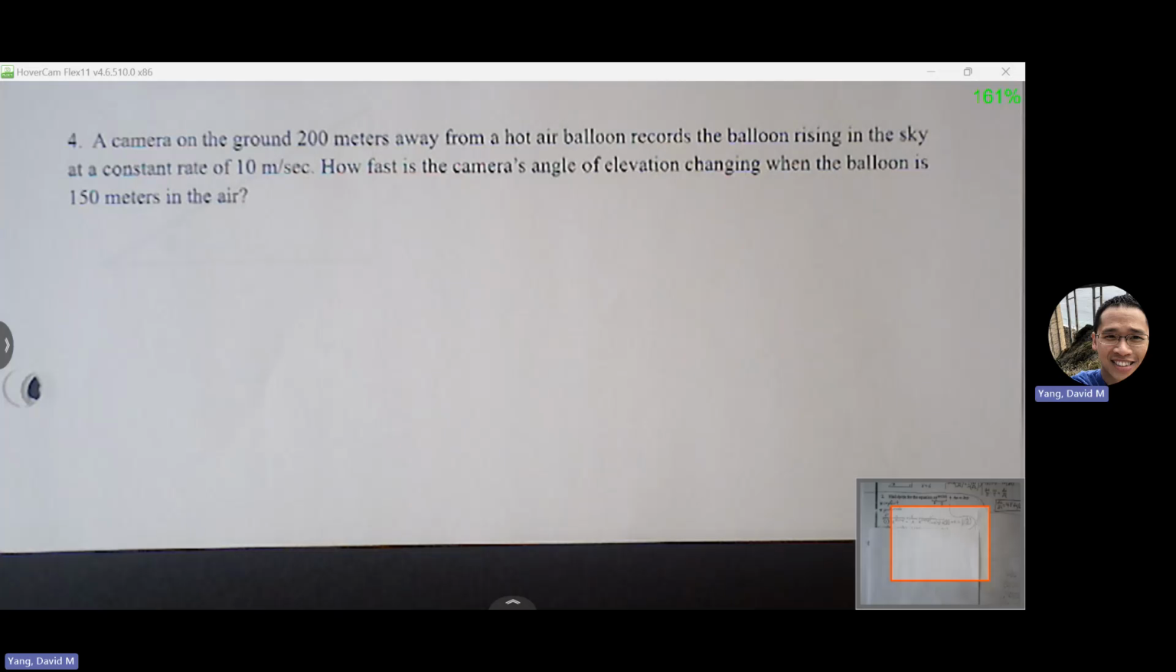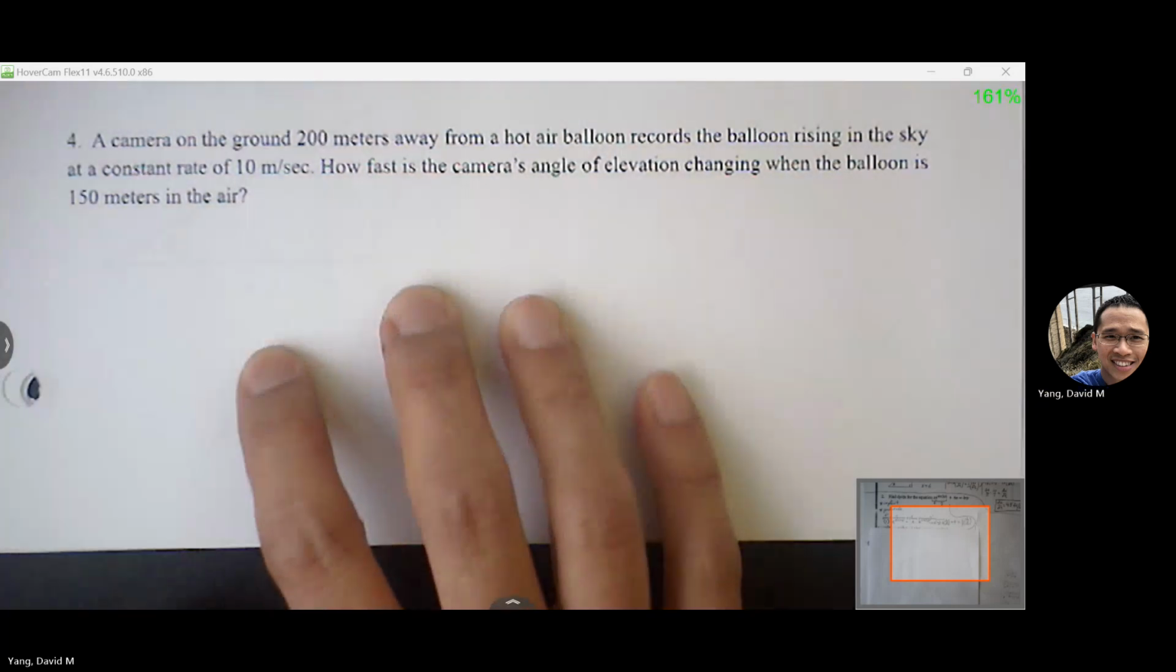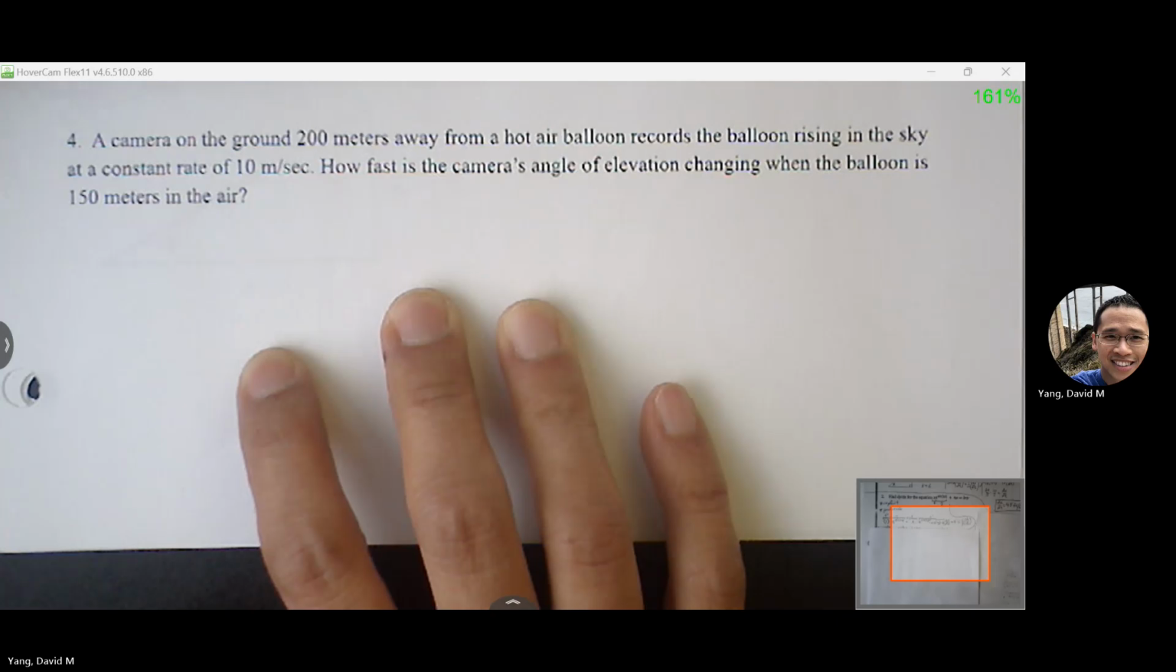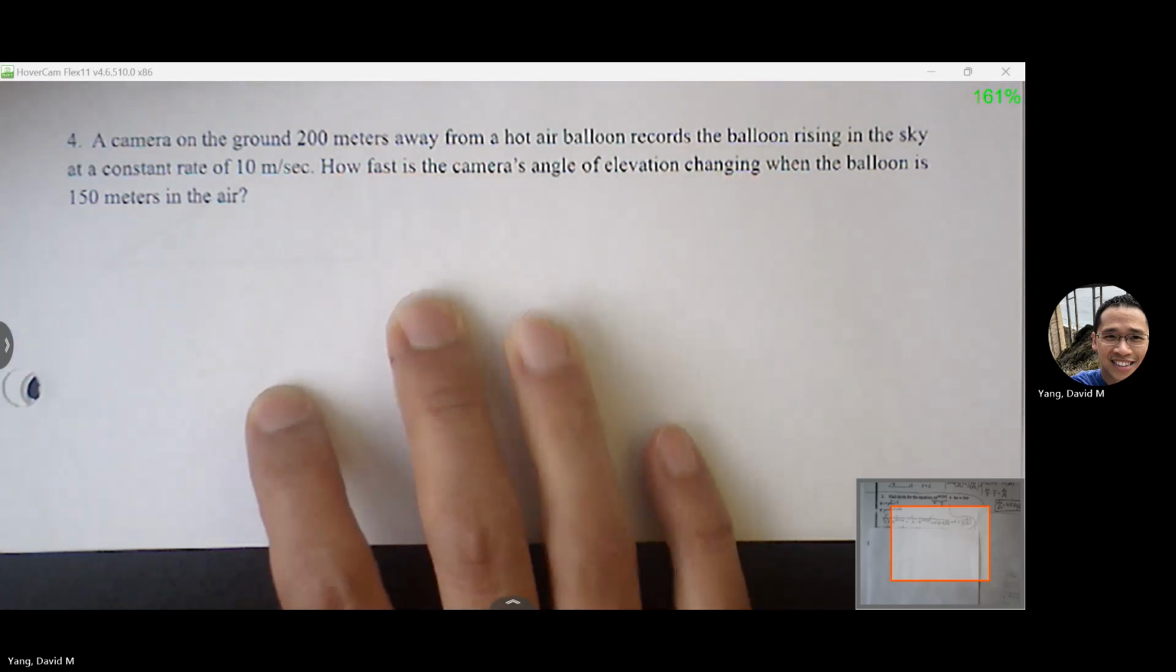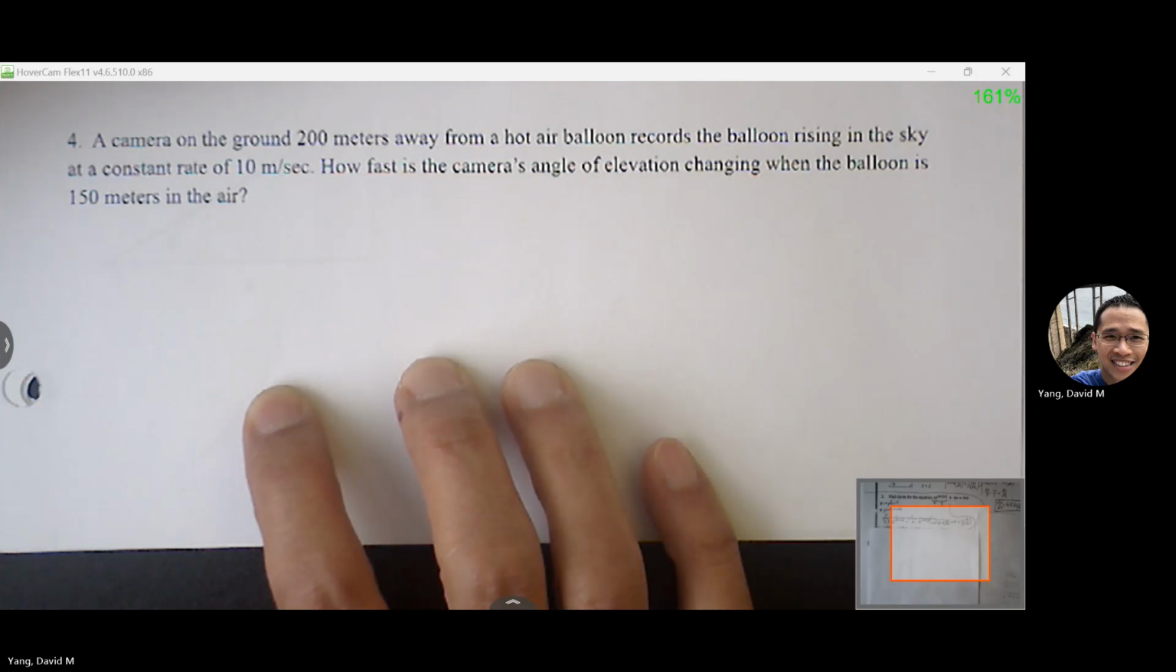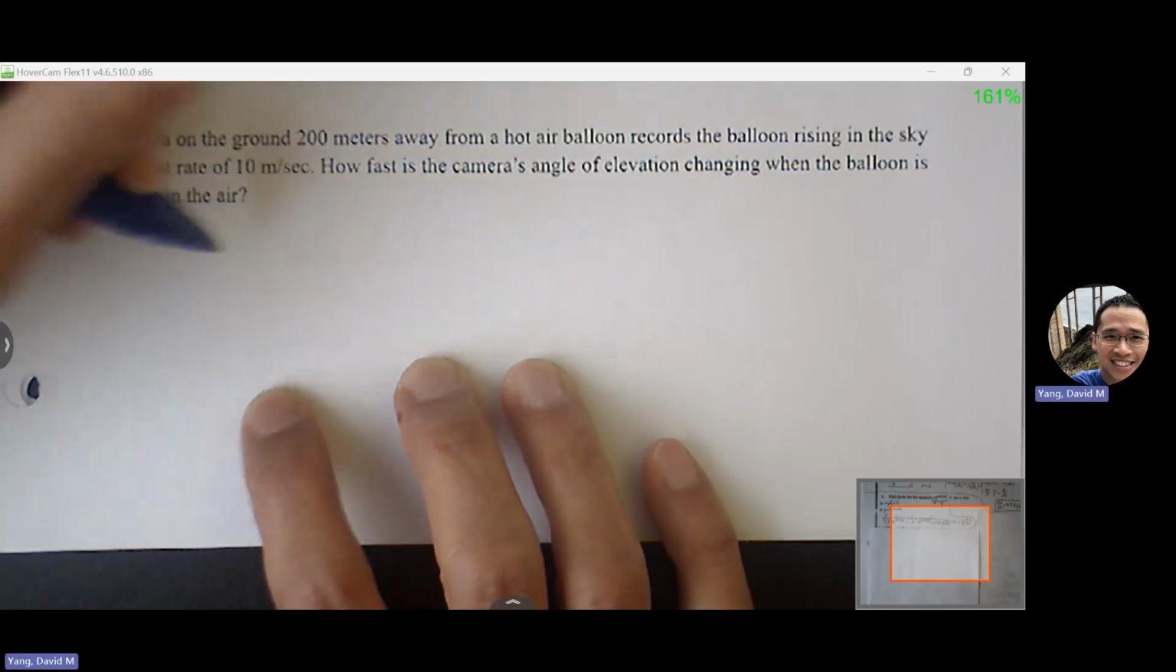Number 4, related rates problem. But let me draw the diagram for you. And also the diagram will be drawn for you on the test. You don't have to draw the diagram yourself. But does anybody still need to look at number 3? Sorry, down here.